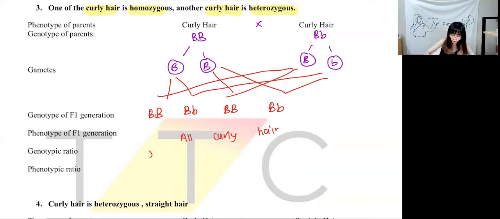Genotypic ratio, there's a difference. We have 2 big B and 2 of 1 big 1 small. In this case, we can simplify your answer. If you simplify your answer, it will be 1 2 1, right? If you can simplify, you simplify your answer. So the answer will be 1 to 1. Phenotypic ratio, there's no ratio because it's all curly hair. You have no straight hair to compare.